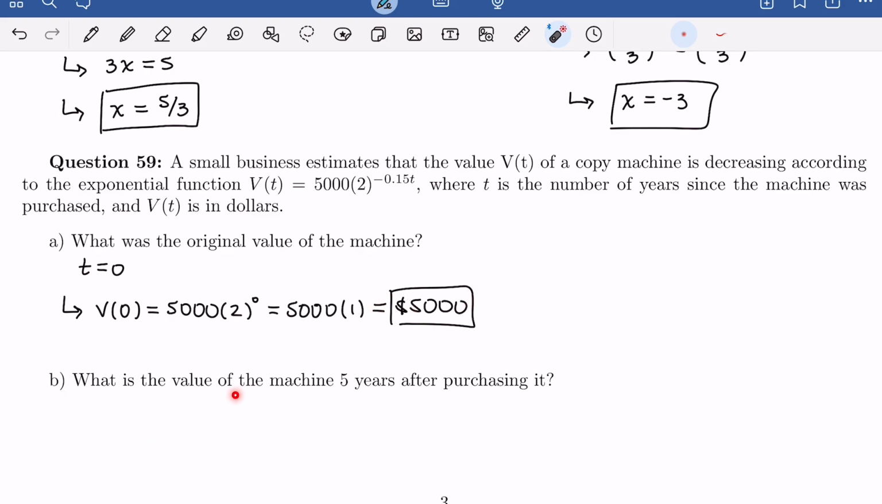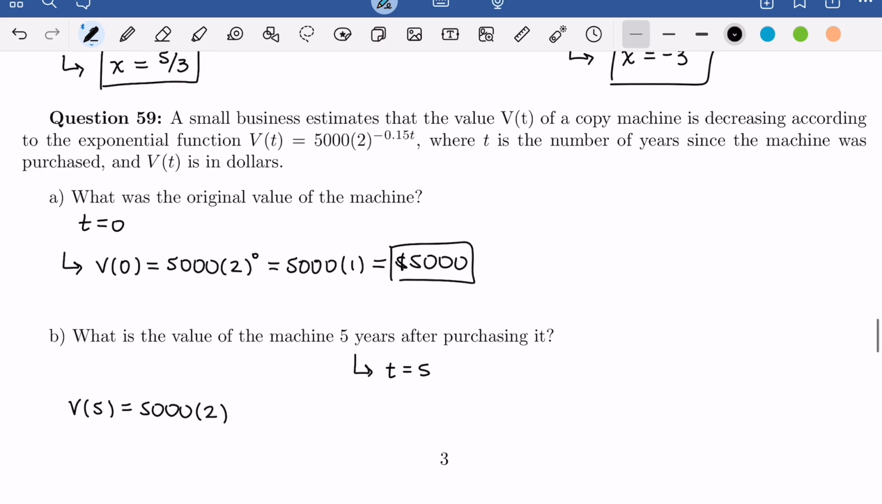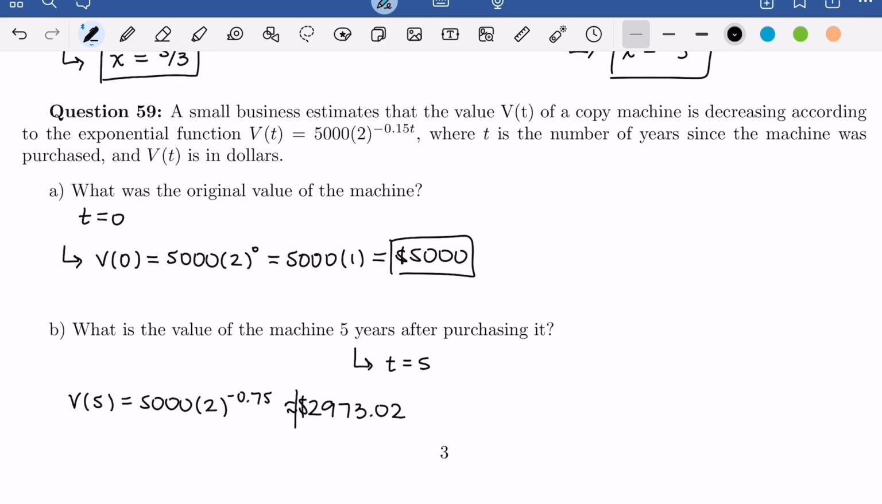Now for part B, we want to figure out the value of the machine 5 years after purchasing it. So in this case, t is equal to 5. Again, we're just going to plug this value into our function. So v of 5 is equal to this here. We have 5,000 times 2 to the power negative 0.75, from just doing 5 times this negative 0.15 here. Plugging this into our calculator, this is approximately this here. So the value after purchasing it is roughly this much.